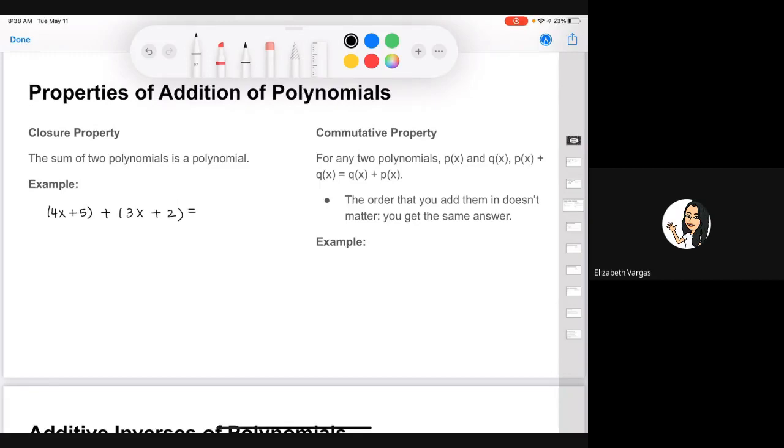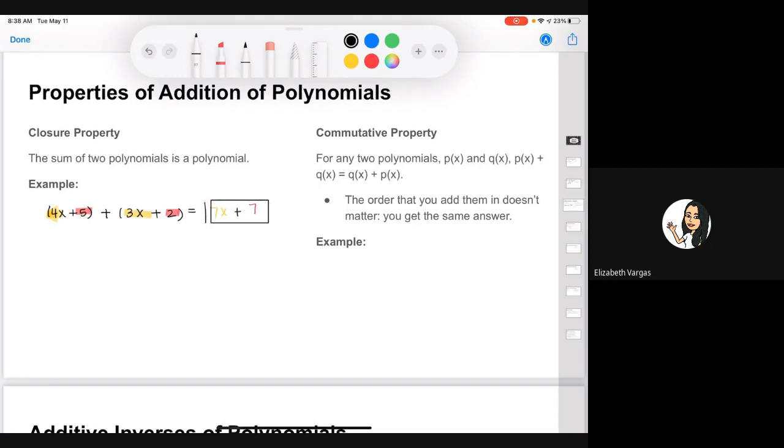Okay. So how do I add these? I can do it horizontally or I can do it vertically. I'm just going to do it horizontally here. I have a 4x, I have a 3x, and I have two whole numbers. So I'm going to combine those like terms. 4x plus 3x, so 4 plus 3, 7x. 5 plus 2, 7. Put that plus sign right there. And there's my resulting polynomial.